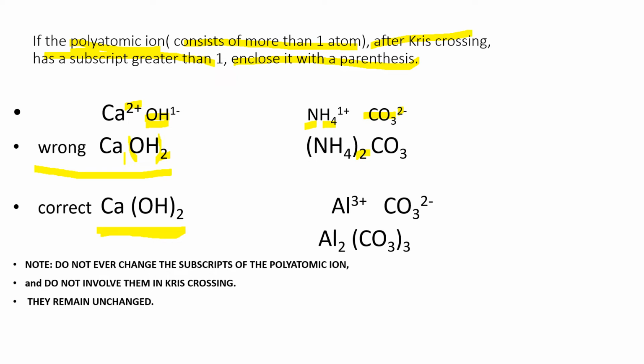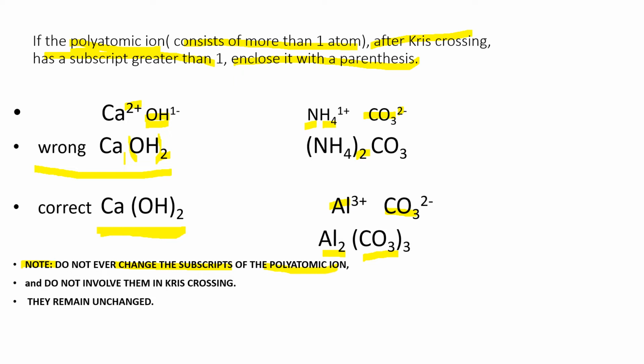Another example is this one. Al is 3 positive and CO3 is 2 negative. So after crisscrossing, the CO3 subscript is 3. Therefore, you have to enclose it in parentheses. And for Al, the subscript becomes 2. So the formula is Al2(CO3)3.